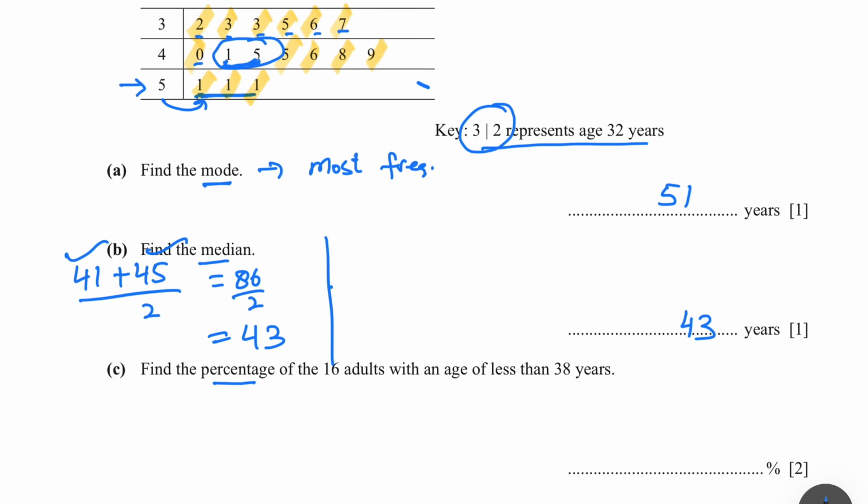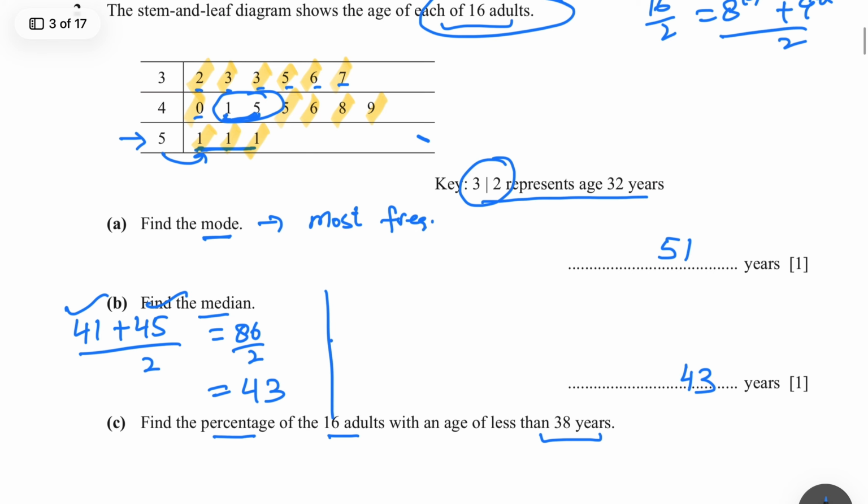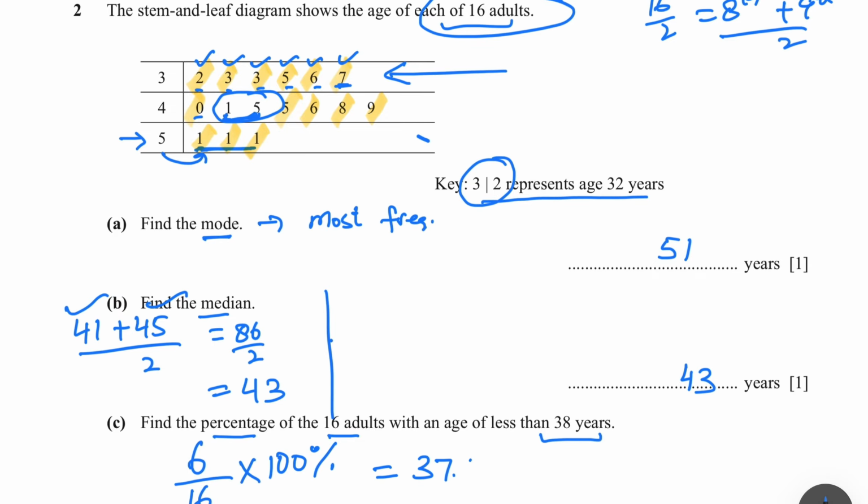Now part C, find the percentage of the 16 adults with an age of less than 38. First of all, we will look for ages less than 38. If you look at the first row here, the data goes up to 37, so they are below 38 and the rest above are more than that. So how many are they? We will count 1, 2, 3, 4, 5 and 6. There are 6 out of 16 and we are looking for the percentage, so times 100, right? So this gives us 37.5, right? So hope that's clear.